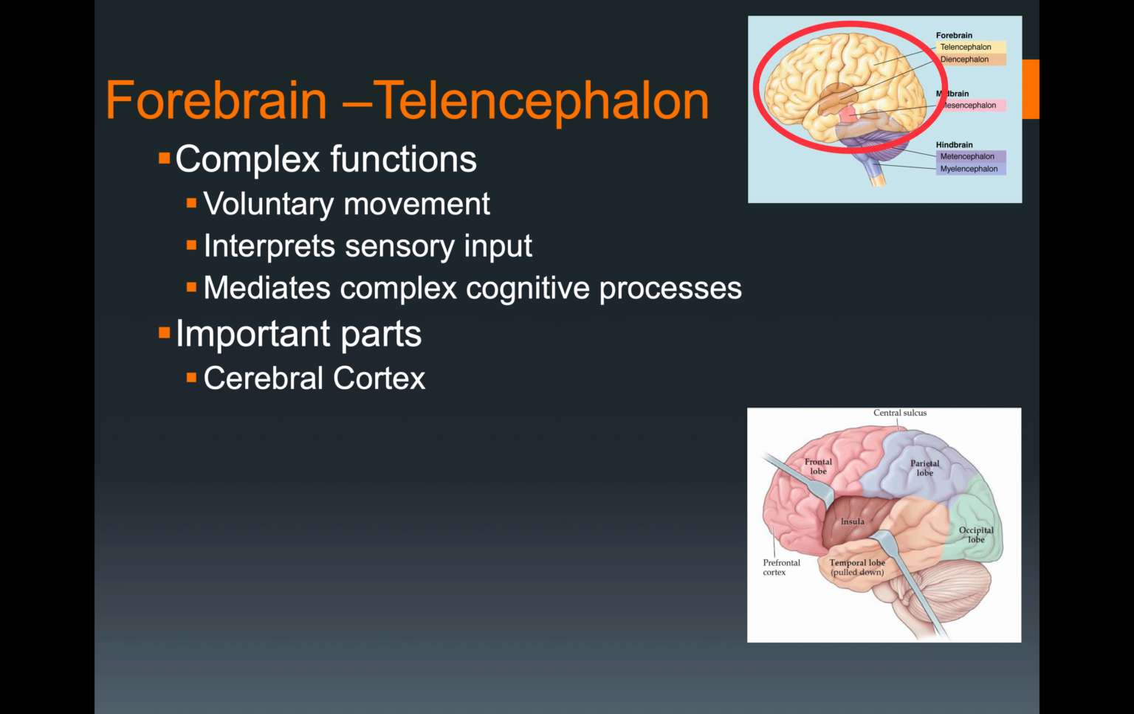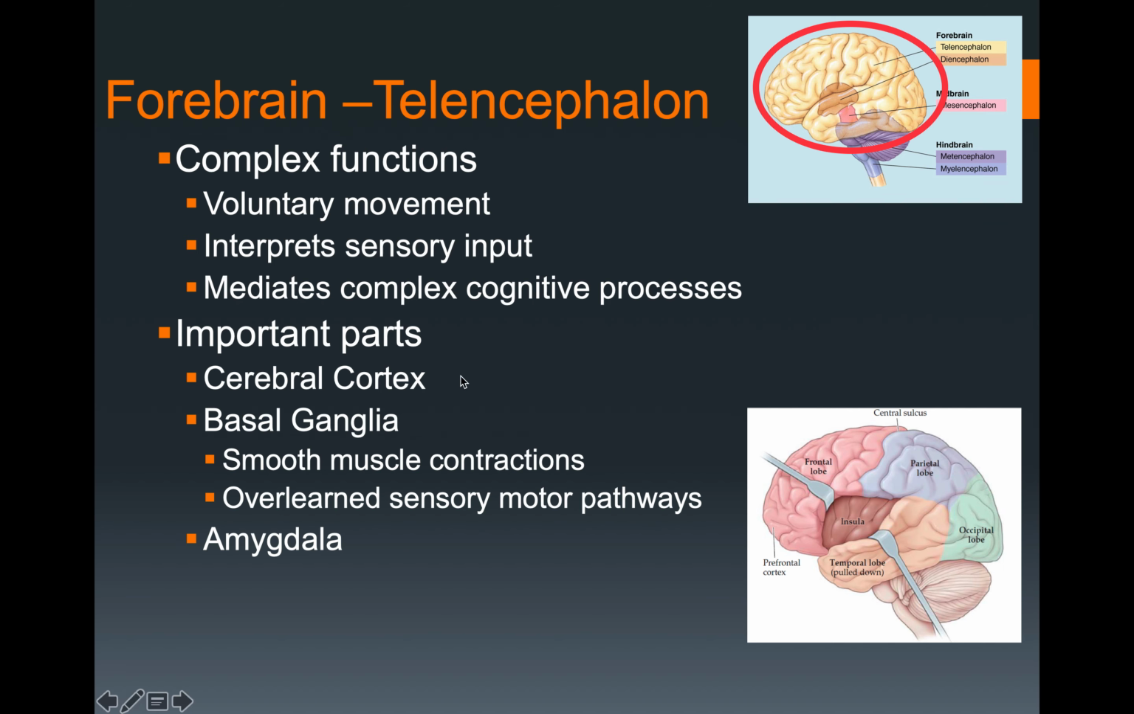So some other important parts, the cerebral cortex is basically what you see. It's this outer layer that's really wrinkly. The basal ganglia is a set of structures that are connected to each other. They're involved in smooth muscle contractions, so making your muscle movement smooth, as well as overlearned sensory motor pathways, meaning if you know how to drive a stick shift, you don't think about it anymore, you just do it. If you know how to shoot a basket, you don't think about all of the specific movements you do. You've learned it, and it just takes over.